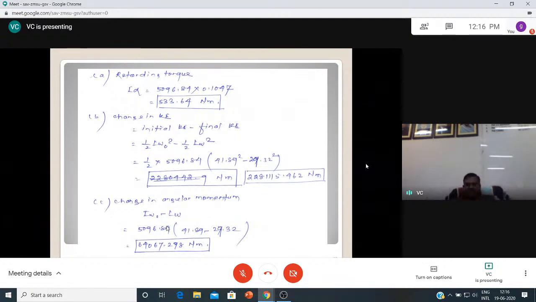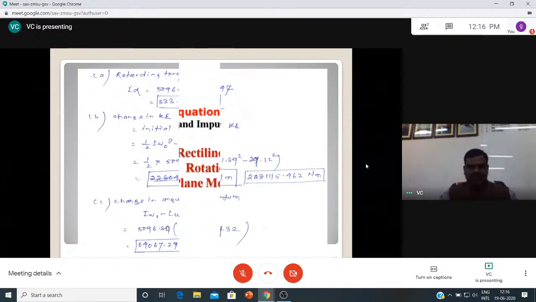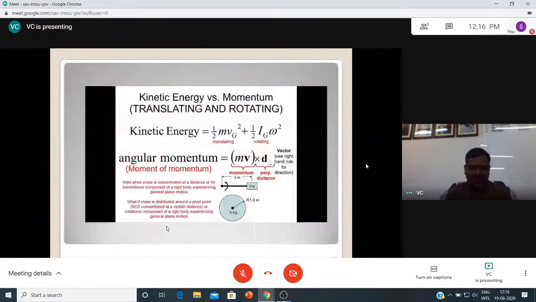See, like this, when the body is in rotation, you can calculate the kinetic energy and the other expressions. Now consider a body with a combination of translation and rotation. The kinetic energy is half m v square for translation and half I omega square for rotation. Similarly, angular momentum is the linear momentum times the perpendicular distance.